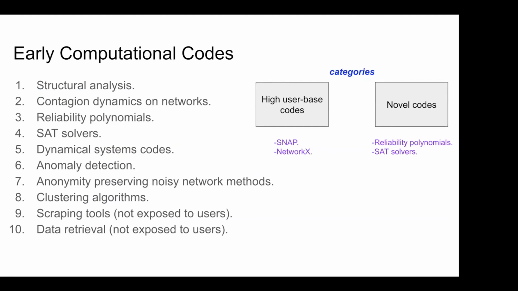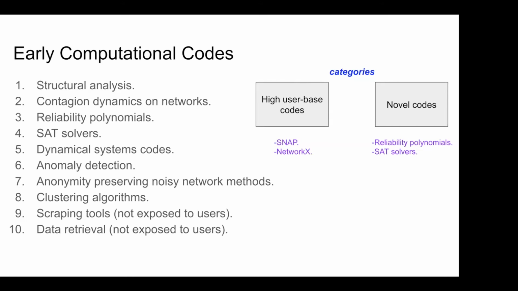Okay, so the early computational codes that perform operations on networks are shown here on the left-hand side. But rather than go through those, basically what we're trying to do is hit two categories of codes. These are, again, just the early codes that we're dealing with. The one category is the high user base codes. A lot of people who do network analysis are going to expect codes like SNAP and the NetworkX libraries to be available because they have huge user bases. But on the right-hand side, we're also interested in putting novel codes in right away.